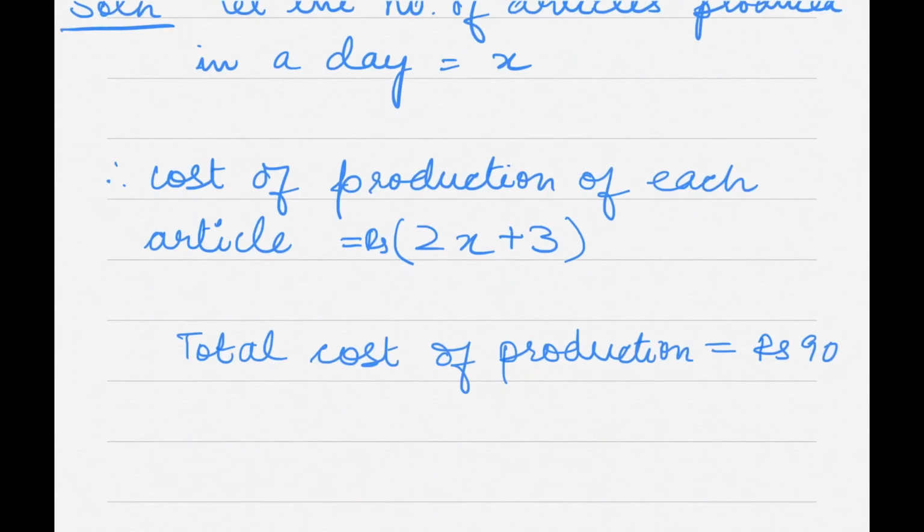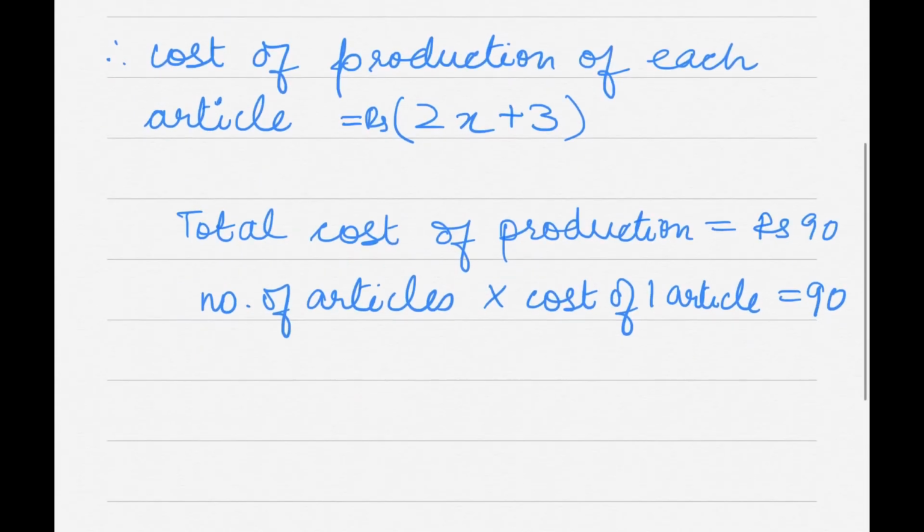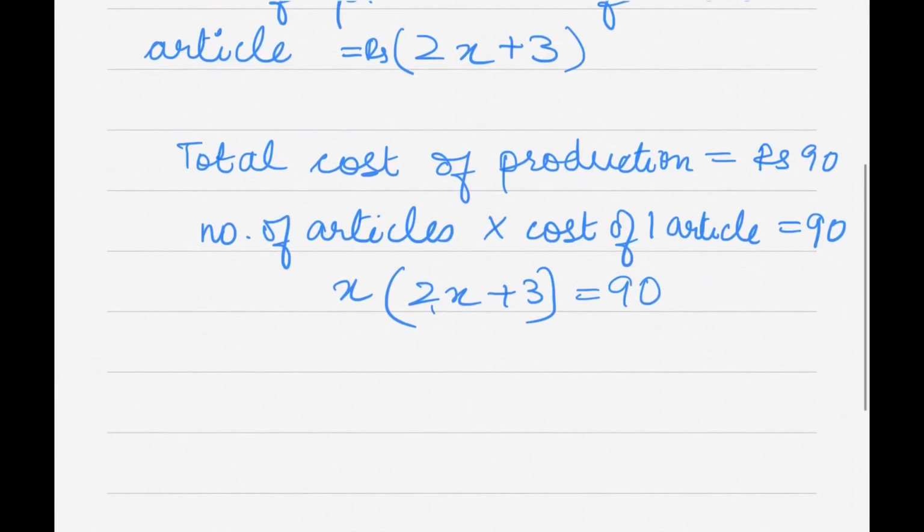So okay, total cost would be equal to what? Number of articles produced times the cost of one article, right? Here it is given as 90. So the number of articles, we have already found, is x, and the cost of one article is 2x plus 3. This is equal to 90. So I have 2x square plus 3x minus 90 is equal to 0. So this is my quadratic equation.